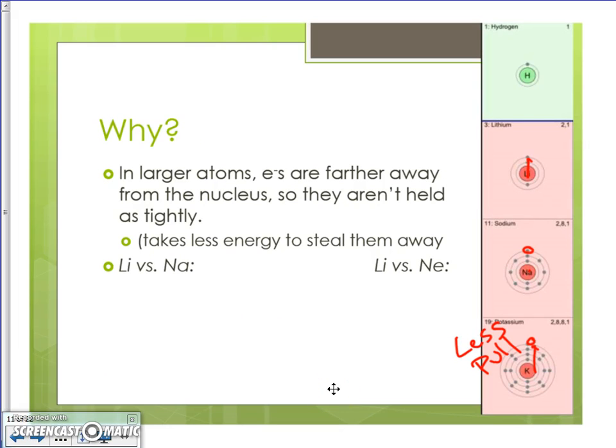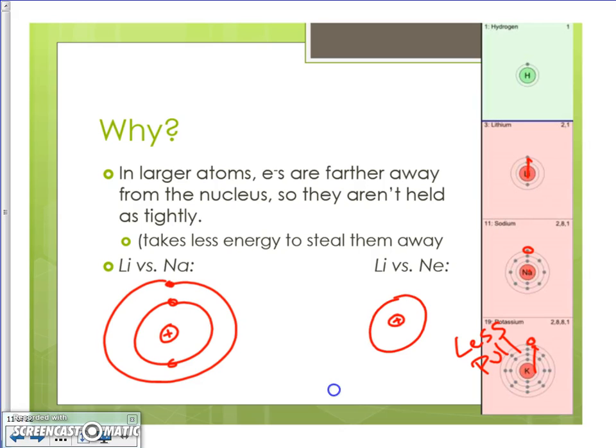Think about lithium. 2 rings, nucleus here. Lithium looks like this, 3 electrons. You go over to neon, so positive nucleus. That second ring, with its 1, 2, 3, 4, 5, 6, 7, 8 electrons, also has 8 protons here in the nucleus, where lithium only has 1 proton.